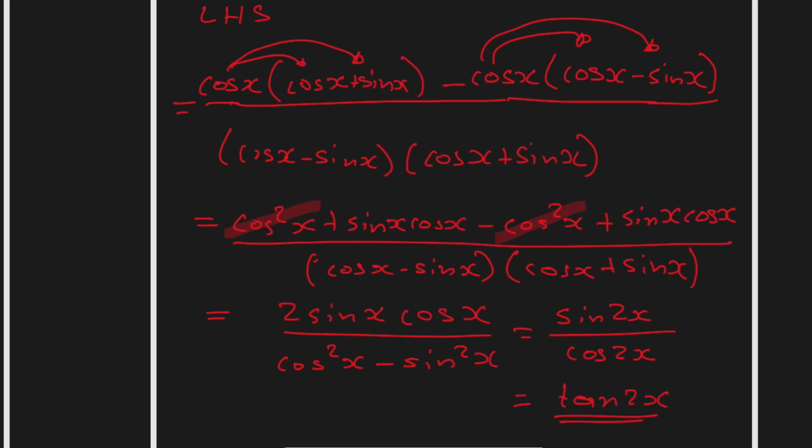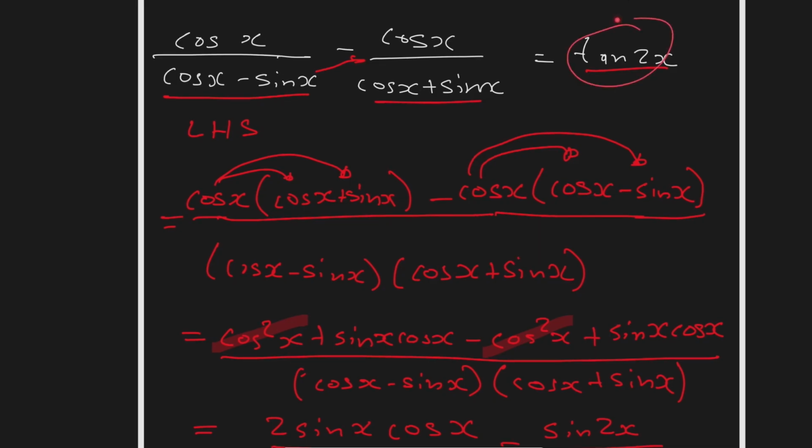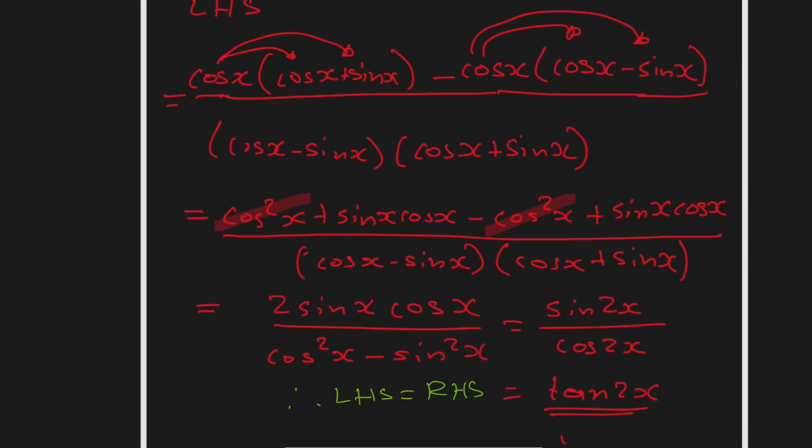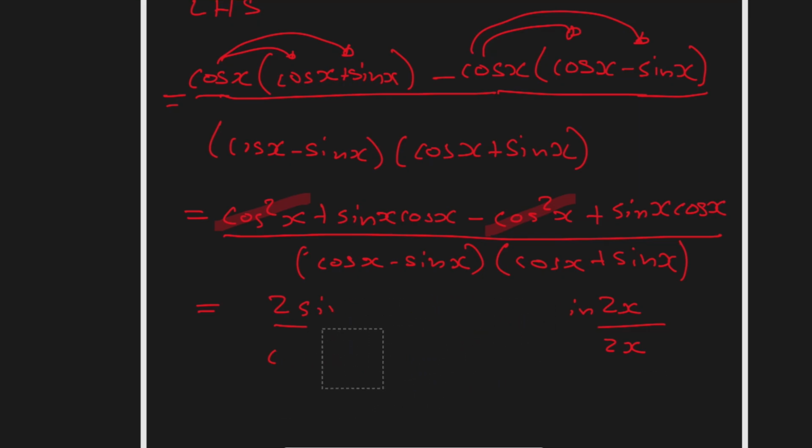Therefore, the left-hand side is now equivalent to the right-hand side. You can just put that, therefore, left-hand side is equal to the right-hand side, because now we have tangent of 2x, and we wanted to have tangent of 2x. Okay, so now we're going to move on to the next identity.